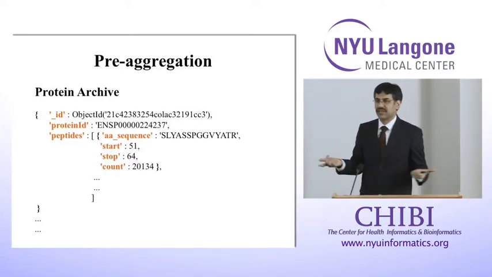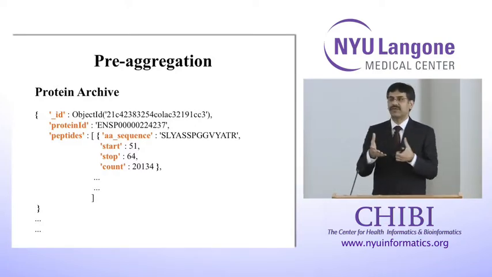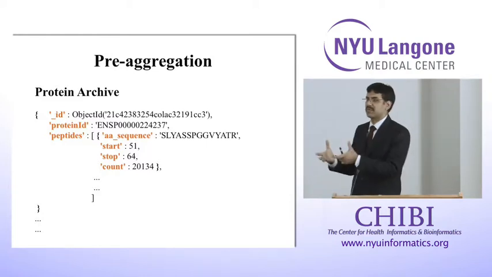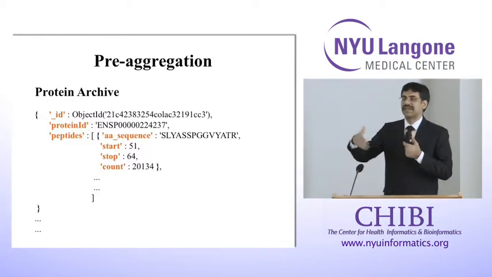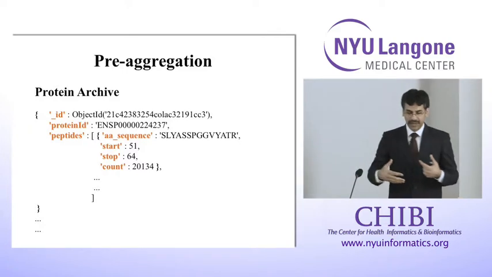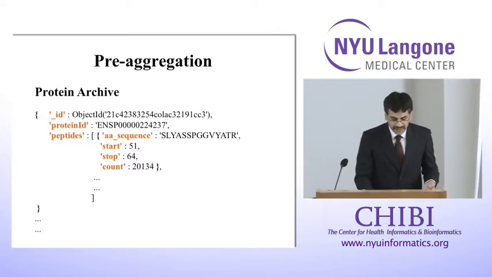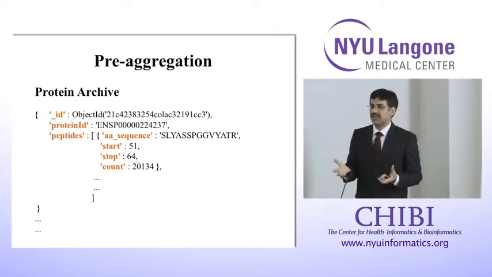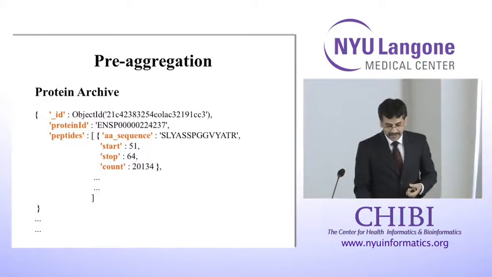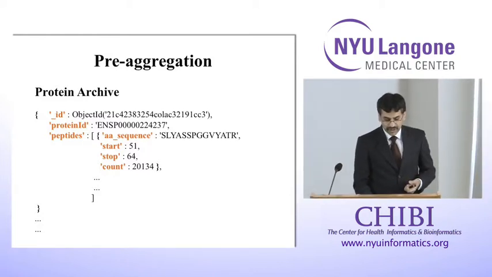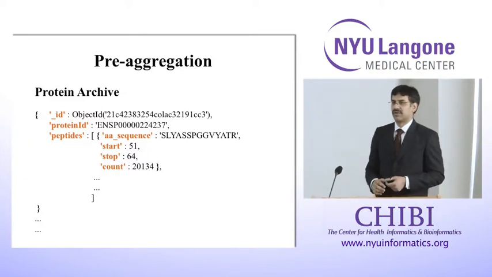This also exists in relational databases, like you pre-compute something and store it back in the database and keep updating it as you see more and more data. Okay, so that's called pre-aggregation, and based on that, I created another collection, which I call Protein Archive. This just has the protein information, the ensemble ID, and it has a list of peptides with the amino acid sequence, start and stop positions, and the count attribute.